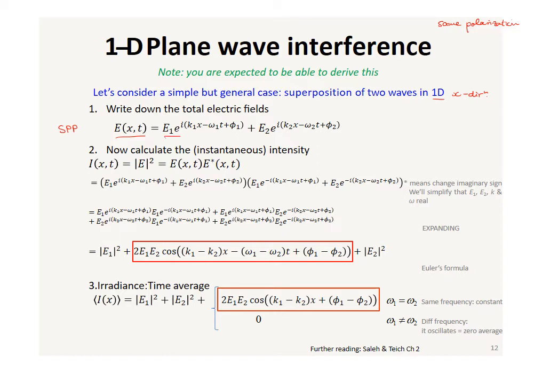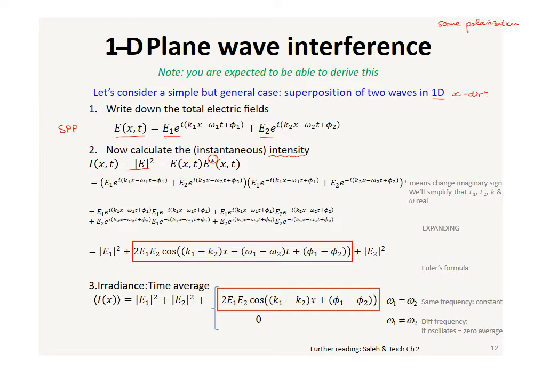So there's electric field from one wave, electric field from the other. That in itself is not exciting. The exciting stuff comes when we start looking at the intensity. The intensity is proportional, or as we're saying here, equal to the square of the electric field. Because the electric field is complex, to square it, we need to multiply it by its complex conjugate.